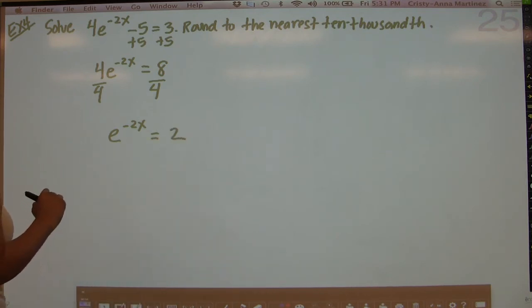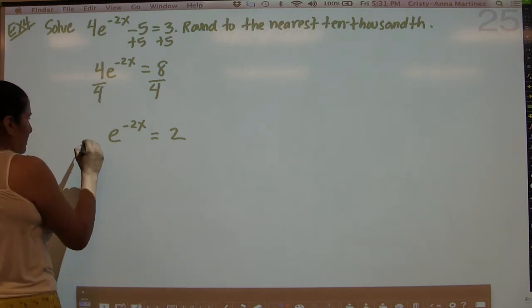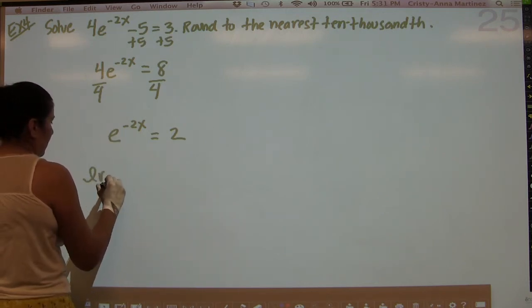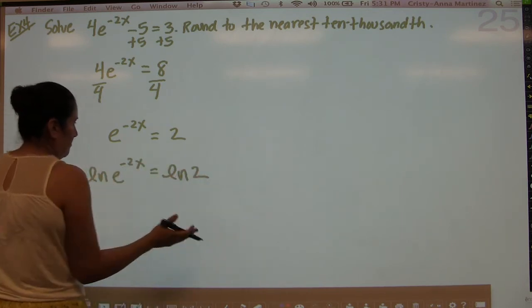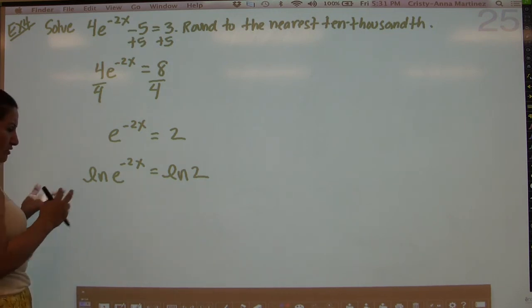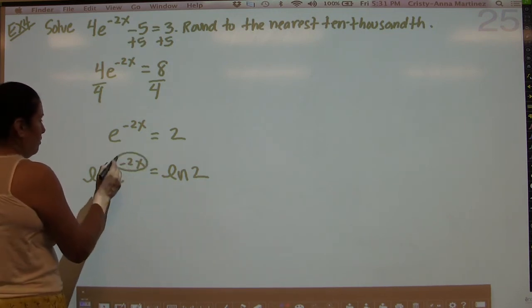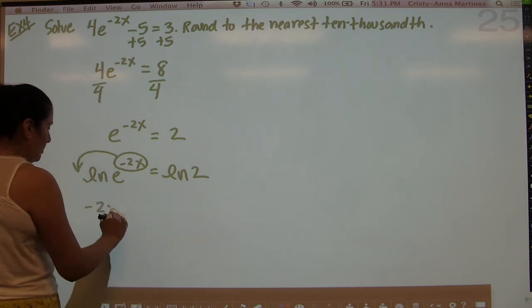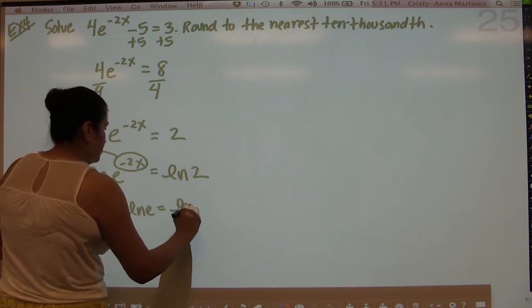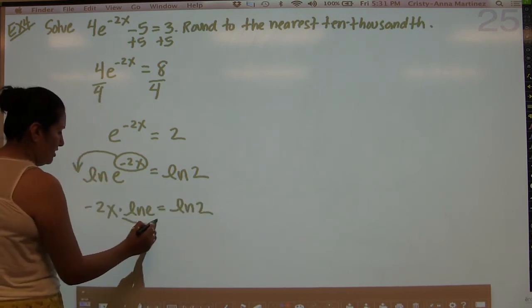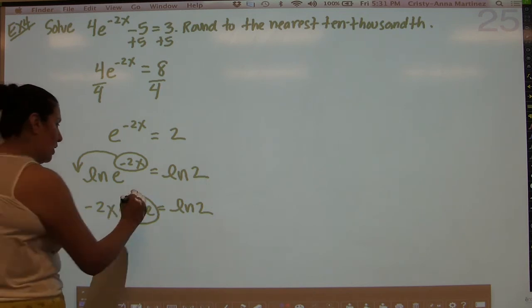And now is where we can actually incorporate the use of logs. So you recall that you can take the log of both sides. So I will say ln of e to the negative 2x equals ln 2, because the inverse of an exponential is a logarithm, so that's what we're doing there. The exponent here then goes in front according to our properties, so you get negative 2x times ln e equals ln 2. And ln e is an interesting situation. Ln e is actually 1.